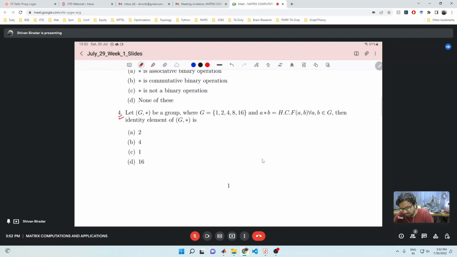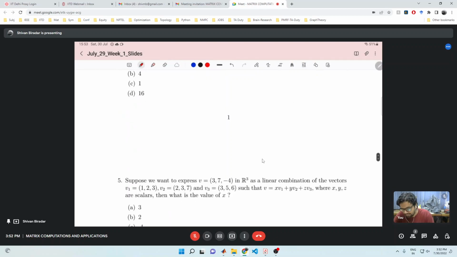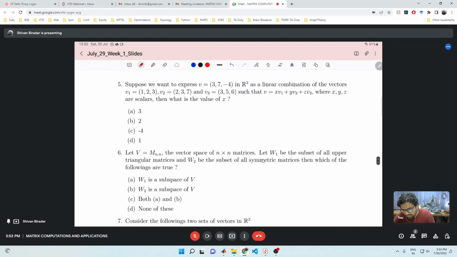You can do the same thing in the fourth question. So we have question number 5. The question says that we want to express this vector in three-dimensional space as a linear combination of vectors v1, v2, v3, such that v is x v1 plus y v2 plus z v3. x, y, and z are your scalars. Then what is the value of x?